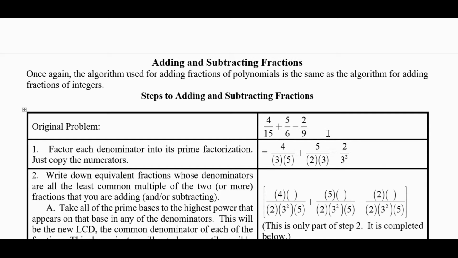Okay, so to get the least common denominator, which is the least common multiple of the denominators, we want to have them in factored form. So that's what we're going to do first. Factor each denominator into its prime factorization. 15 is 3 times 5, 6 is 2 times 3, and 9 is 3 squared.